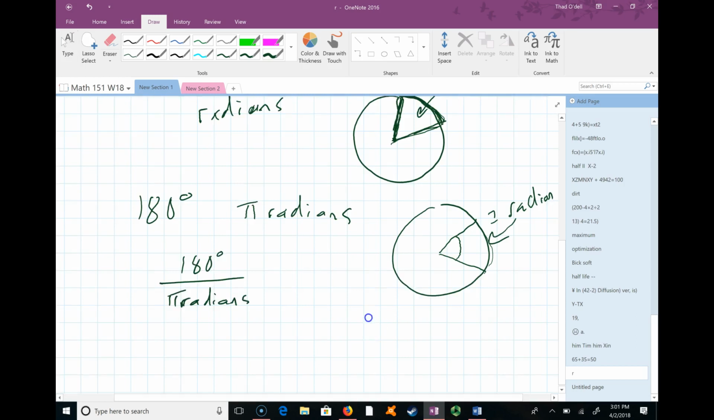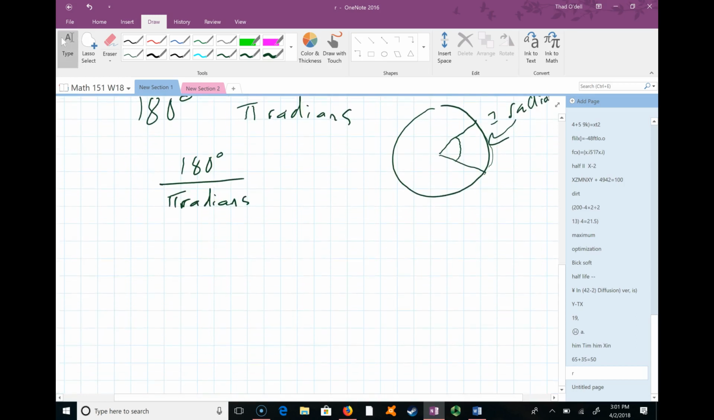So if we wanted to convert back and forth between radians and degrees, say I have a 150 degree angle, and I want to know what that is in radians, I can multiply by the conversion ratio. Because we want to get rid of the degrees and get radians, we put the pi radians on top and the 180 degrees on the bottom. That way the degrees cancel out, and I'm left with radians.